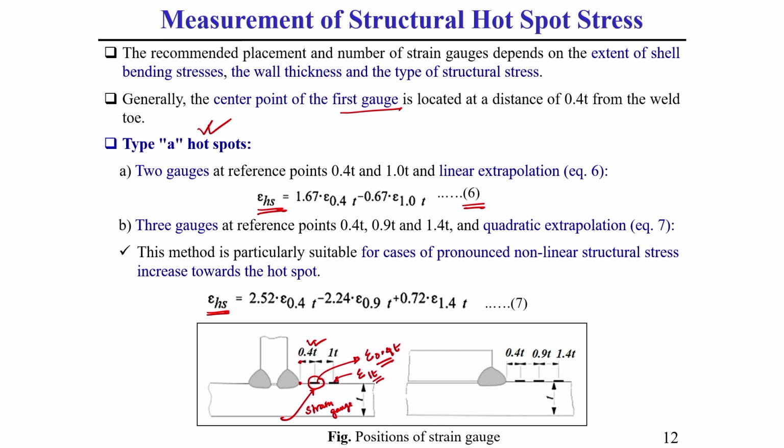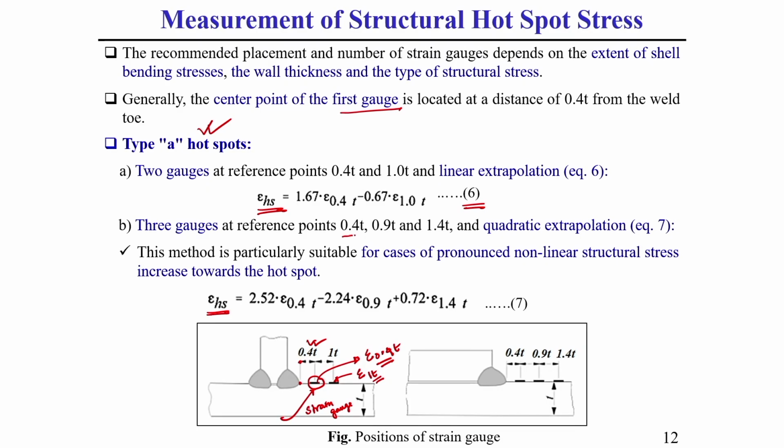Now, this is one way we can find the hot spot strain value. Another case is the quadratic type of strain extrapolation I have already told you about. If the strain distribution is non-linear in nature and stiff, and if it varies toward the weld toe in a very non-linear way, in that case non-linear strain measurement is required. That is why we choose 3 locations, that is 0.4 T, 0.9 T and 1.4 T. In these 3 locations we need to put strain gauges.